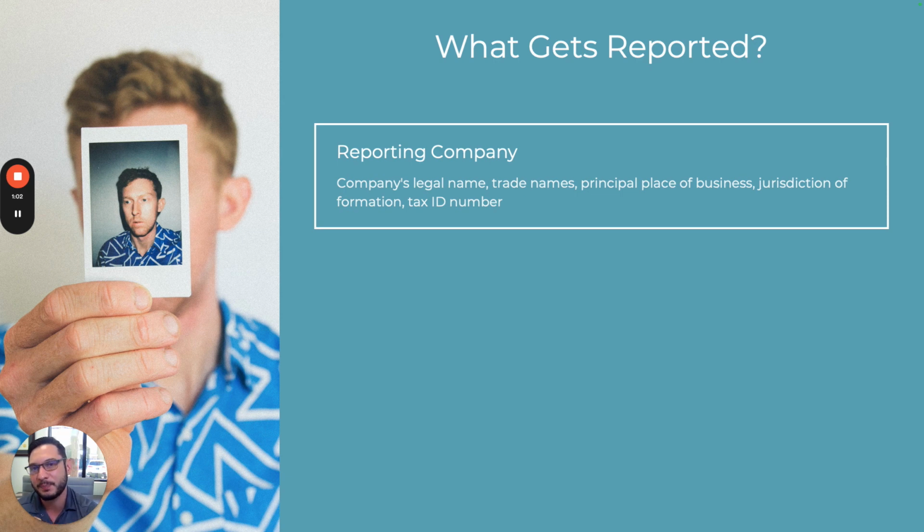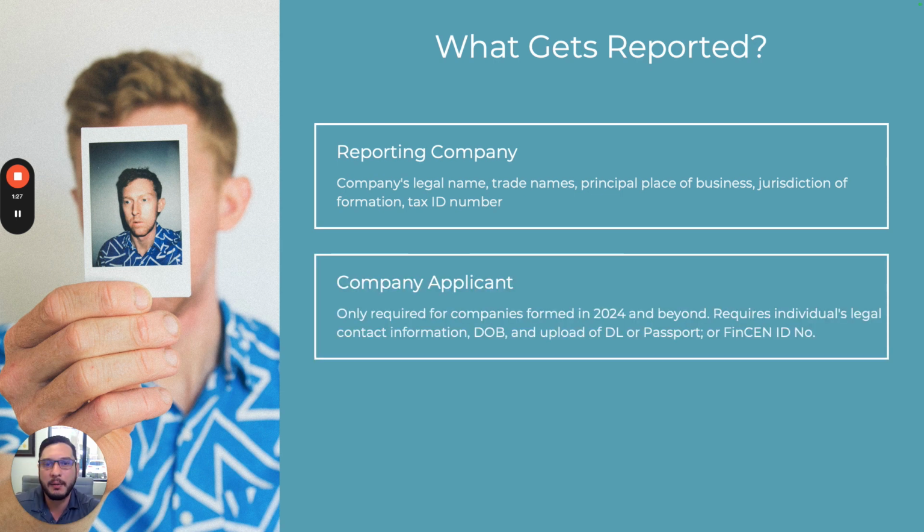It can't be any of those P.O. boxes, those corporate suites that you can hire. It needs to be, where are you physically located at? The jurisdiction of formation. This is what state that your company was formed. And then you need to also include the tax ID number or the EIN number associated with that company.